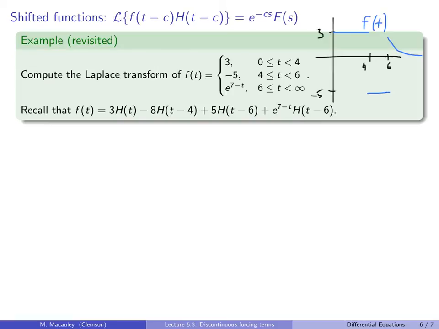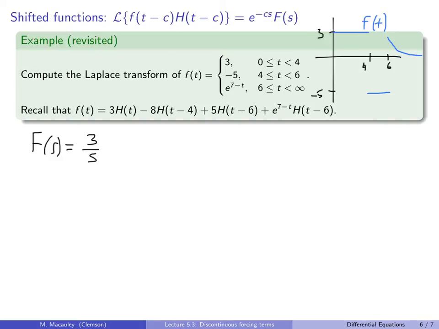So this first term, well, let's write F of s. This first term is the Laplace transform of 3. So the Laplace transform of 3 is just 3 over s. And recall, h of t, we're just multiplying by 1. That doesn't actually do anything when we're computing the Laplace transform.